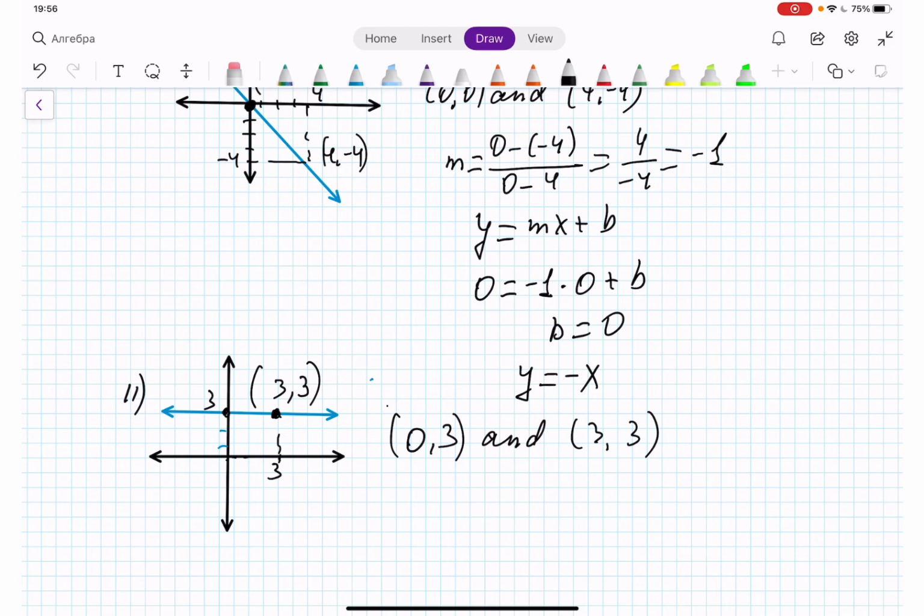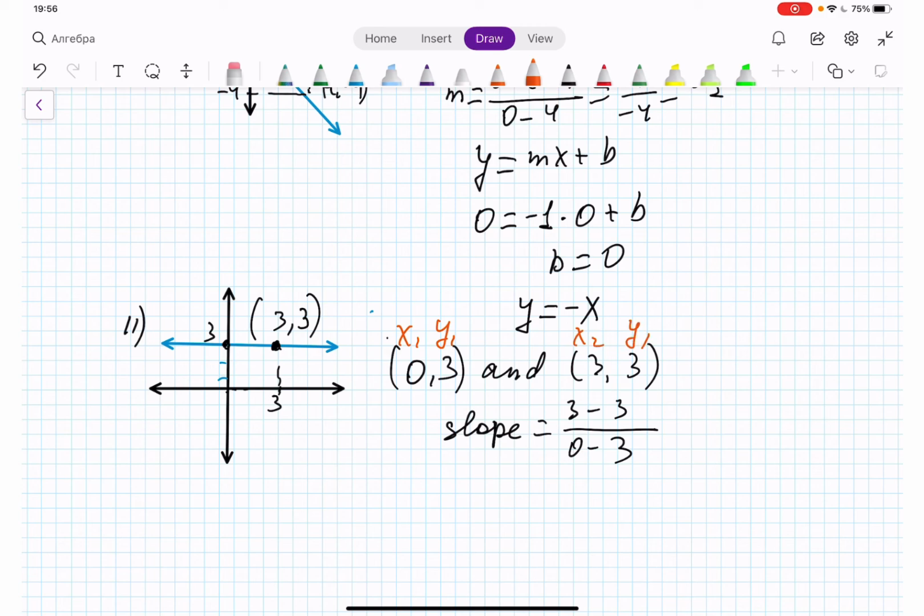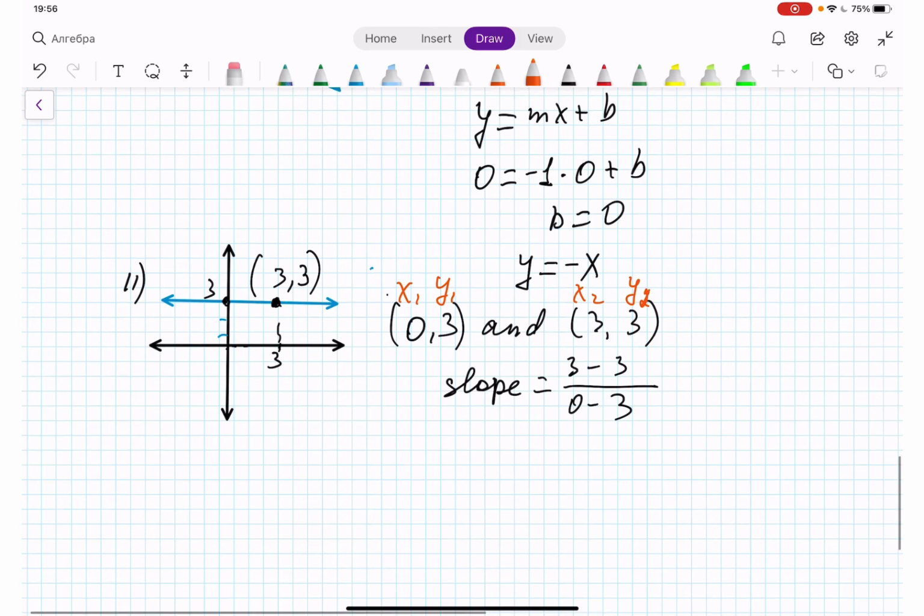So let's find out what the equation of this graph is going to look like. Slope is equal to (3 minus 3) over (0 minus 3), right? This is x1, y1, x2, y2. I'm doing y1 minus y2 over x1 minus x2. And we are getting 0 over negative 3 equals 0. Remember what I said, flat road, the slope is 0, and indeed we got 0.